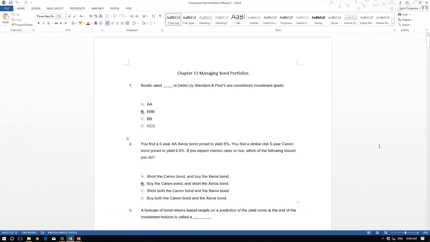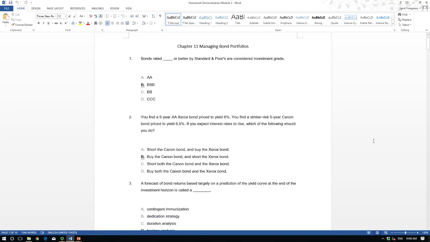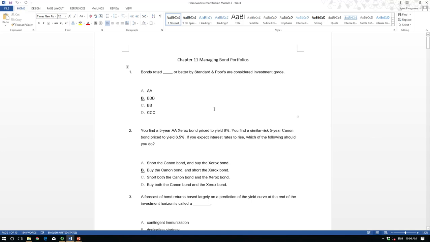Let's spend a little time to look at those homework questions. Chapter 11, Managing Bond Portfolio. First, bonds rated at what level by Standard & Poor's are considered investment grade? And here, the answer is BBB. Any bond that has a rating of BBB or higher is considered an investment grade bond. Those are good bonds with great quality, which means they carry a lower amount of default risk, and those bonds tend to deliver a lower rate of return.